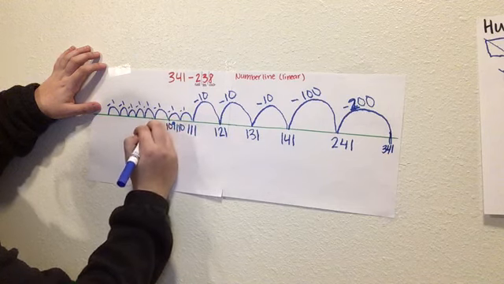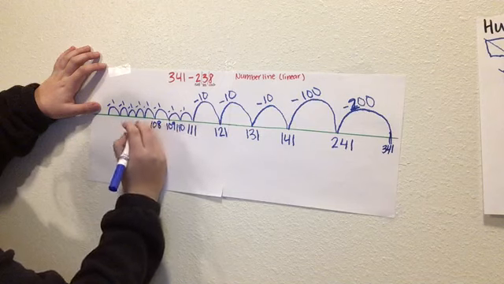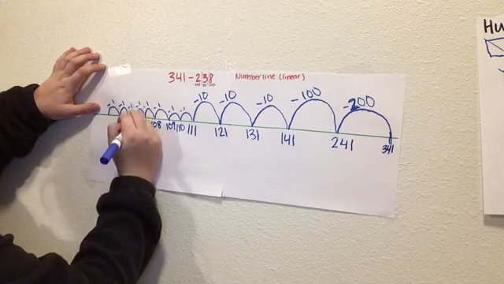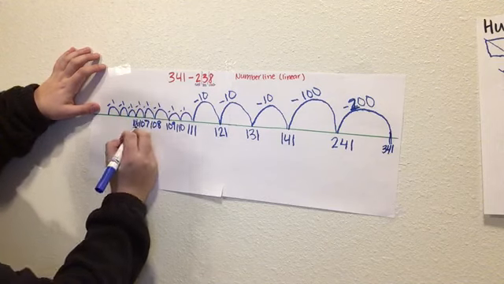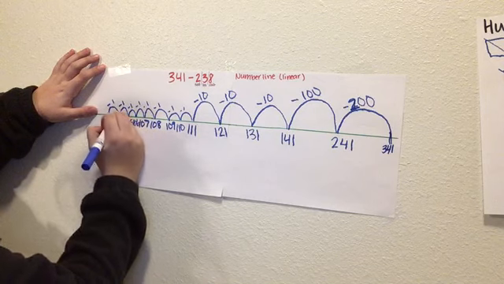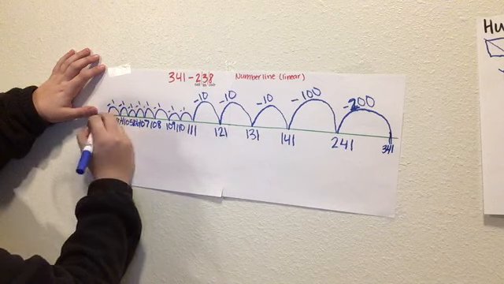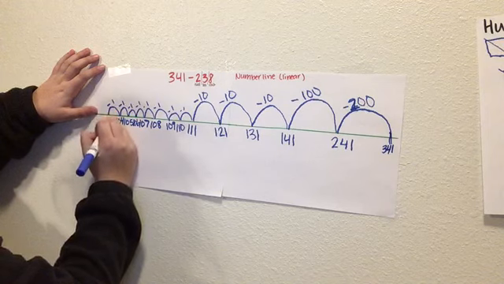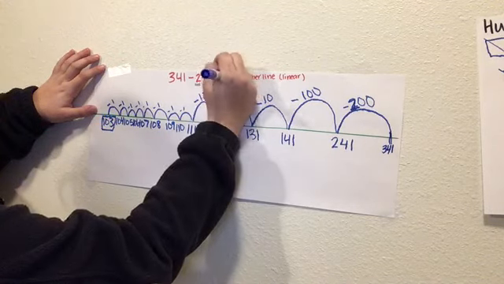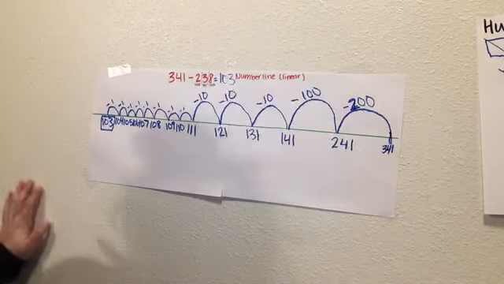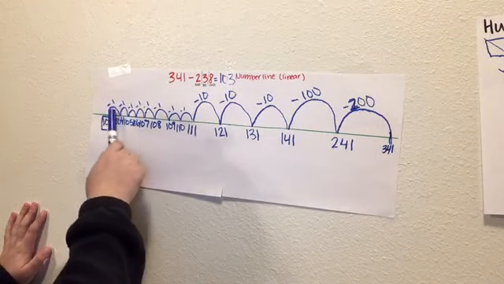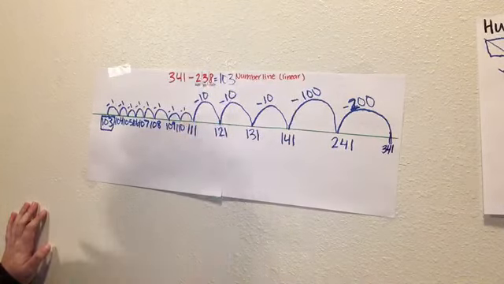109 minus 1 would be 108. 108 minus 1 would be 107. 107 minus 1 would be 106. 106 minus 1 would be 105. 105 minus 1 would be 104, and then our final jump would be 103. And so our answer would be 103. And so we did 1, 2, 3, 4, 5, 6, 7, 8, 9, 10, 11, 12, 13 jumps instead of making it easier.